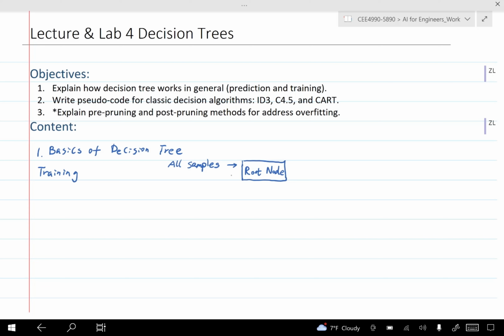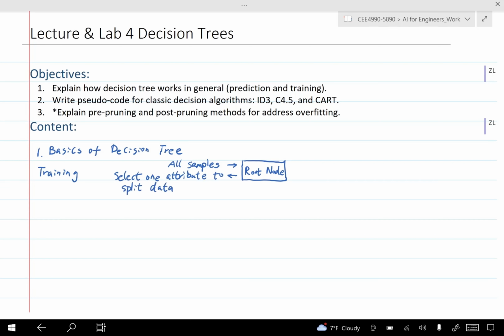And at this node, any non-leaf node, we need to select an attribute, just like what we did in the example that I just gave. We need to assess one condition. What's the weather like outside? So select one attribute to split the data.